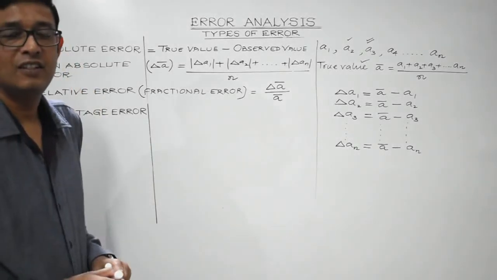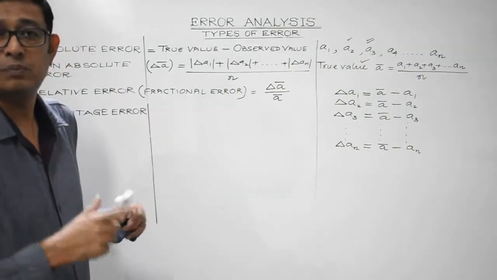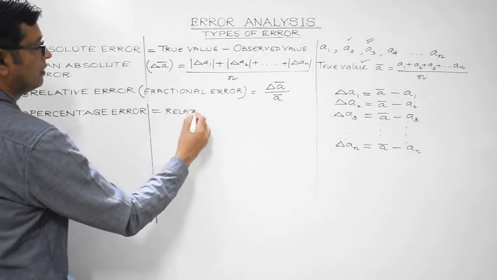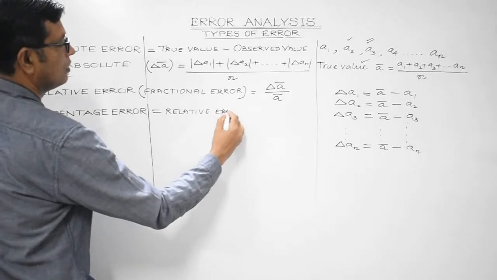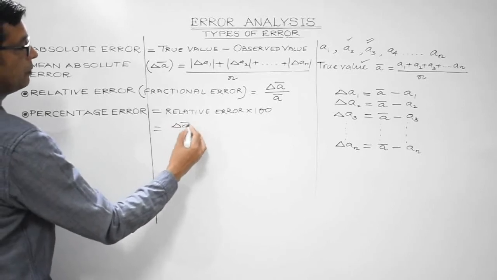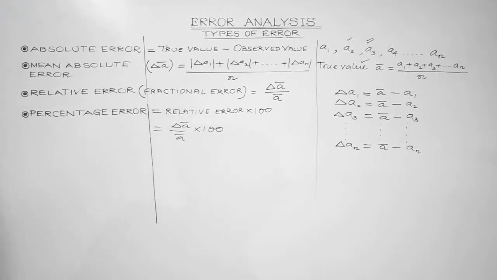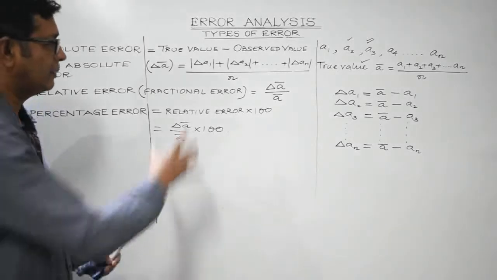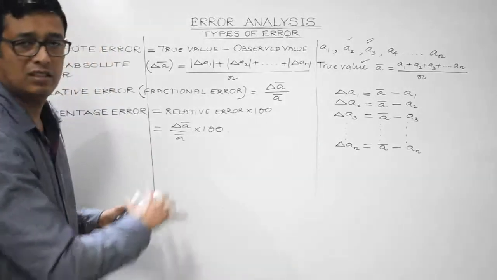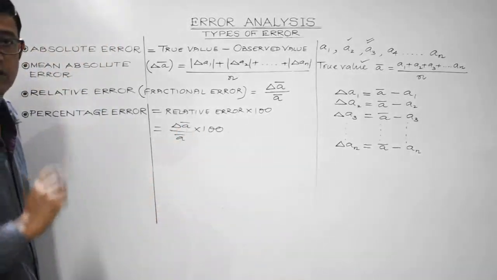Percentage error. When the fractional or relative error is multiplied by 100, then it will give us percentage error. That is, relative error multiplied by 100, which is del A bar divided by A bar multiplied by 100. So that's percentage error. Let me repeat, and then we will discuss a very simple numerical, so that you will understand it completely, without any sort of ambiguity.